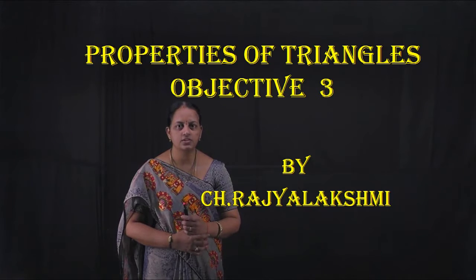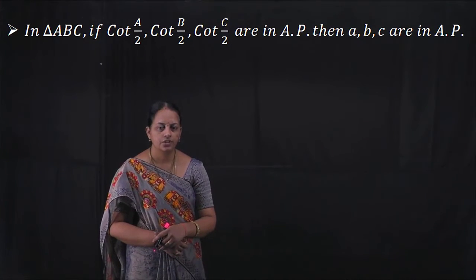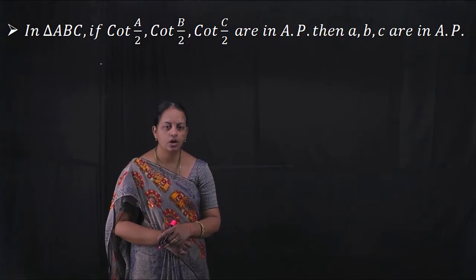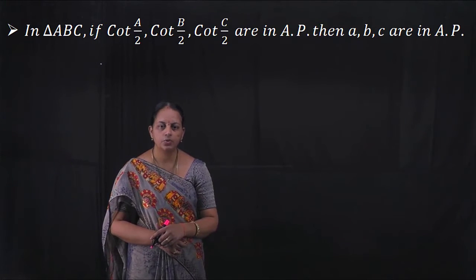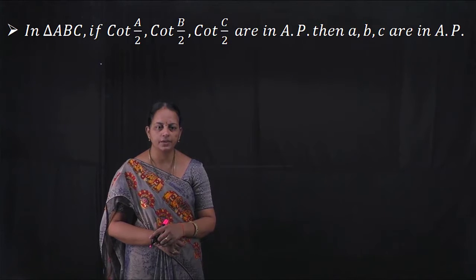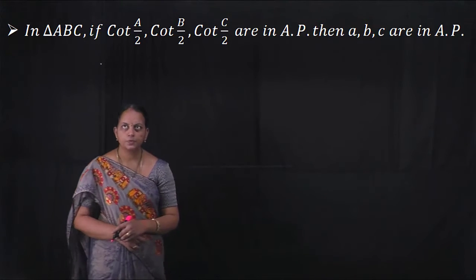In this session also, I am going to teach some objective concepts in properties of triangles. It is one of the concepts belonging to the half angle formula. In triangle ABC, if cot A/2, cot B/2, cot C/2 are in AP, then A, B, C are also in AP. Let us see the proof of this.